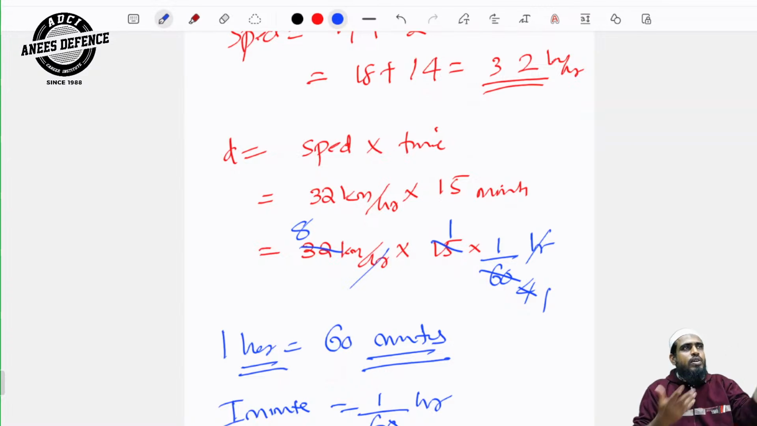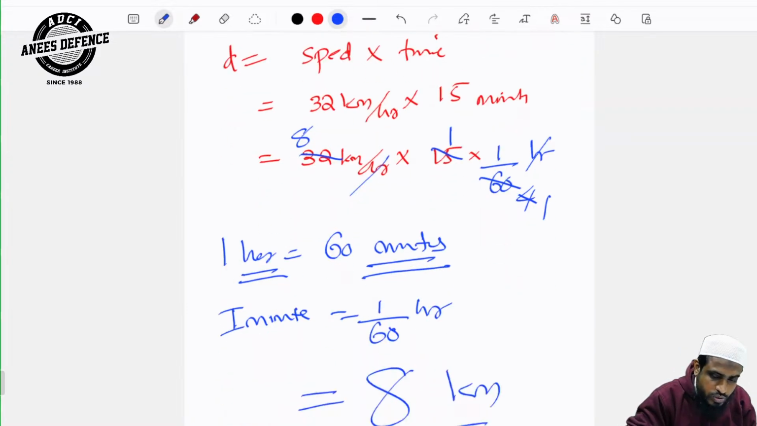So if we want to go upward, upstream, the velocity of the boat should be higher. If the velocity of the water is more and the velocity of the boat is less, we will not be able to move upward. If we want to move upward, the velocity of the boat should be higher and the velocity of the water should be less. Then only we will be able to move a little to the upside. Then next question.